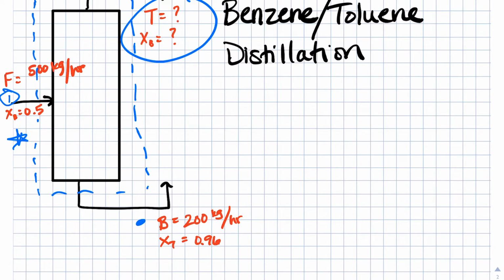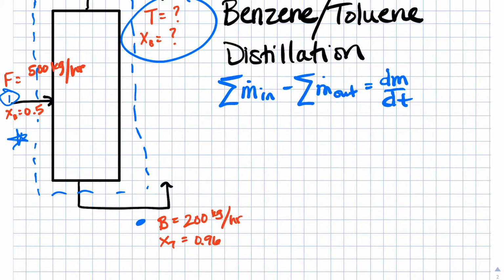Let's go ahead and write our mass balances. Just so you remember, the mass balance is the sum of the mass in streams minus the sum of the mass out streams equals dm/dt. Now, I forgot to tell you an important piece of information. This distillation column has come to steady state. It's no longer changing with time. So we can just go ahead and say that derivative is 0.